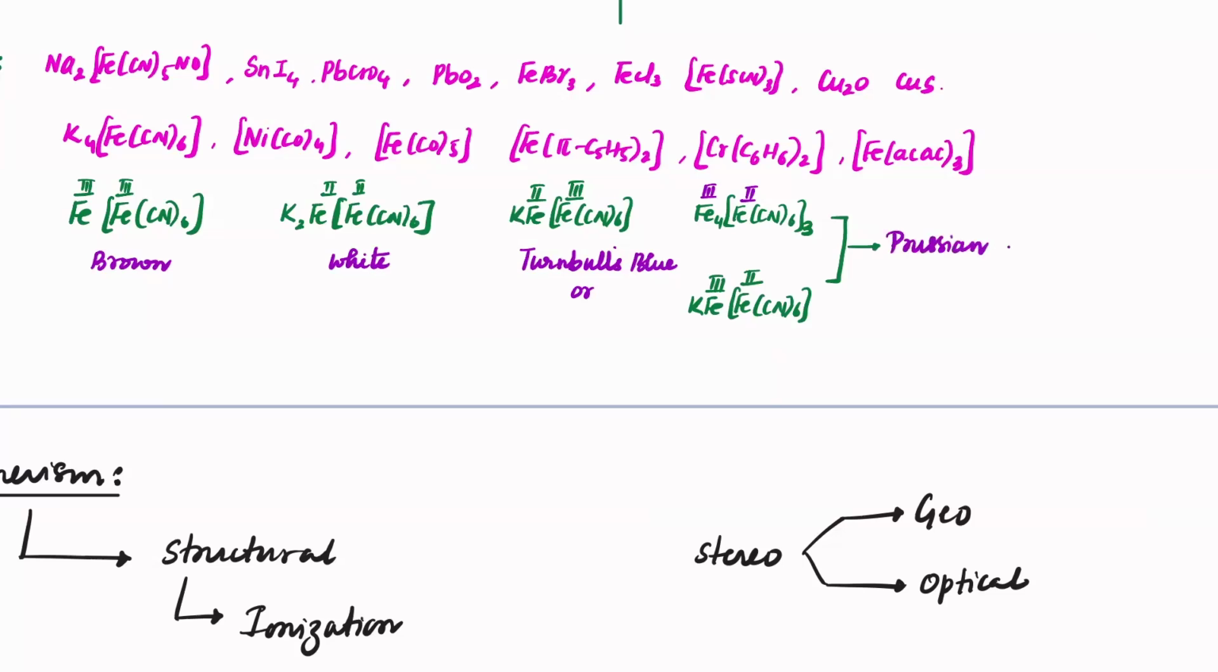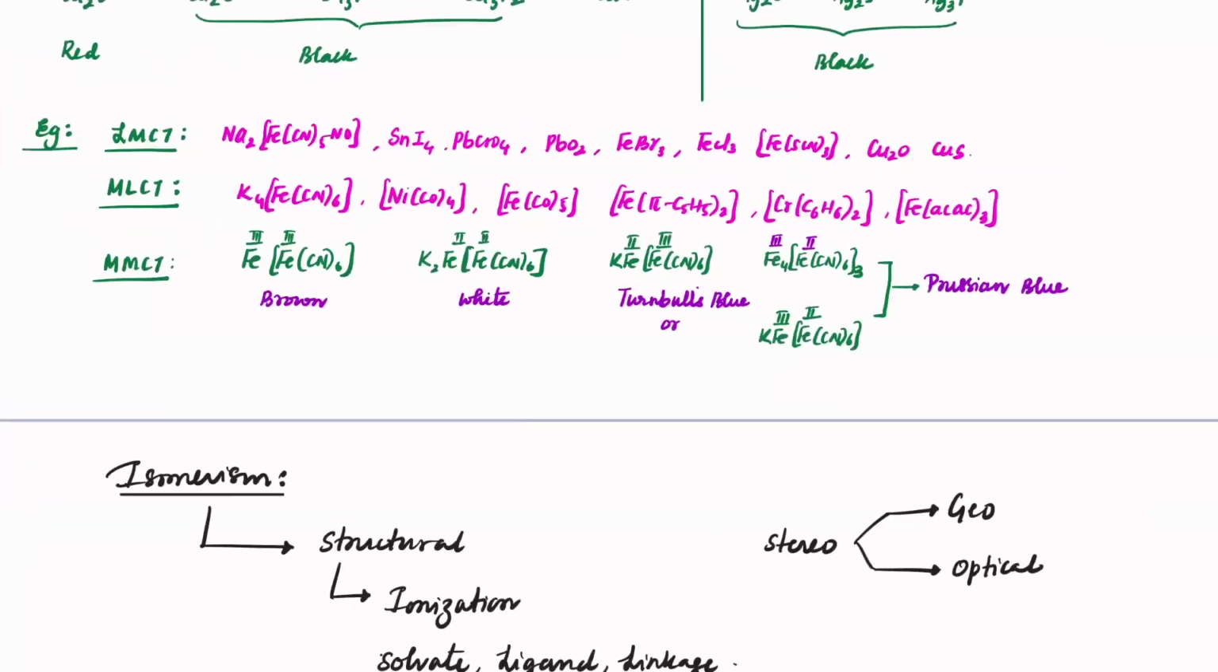Prussian blue. So without oxidation state, we cannot differentiate everybody. If the oxidation state is given, then we can say. But if this kind of case is given, that means it is definitely sure that it is Prussian blue. All good.